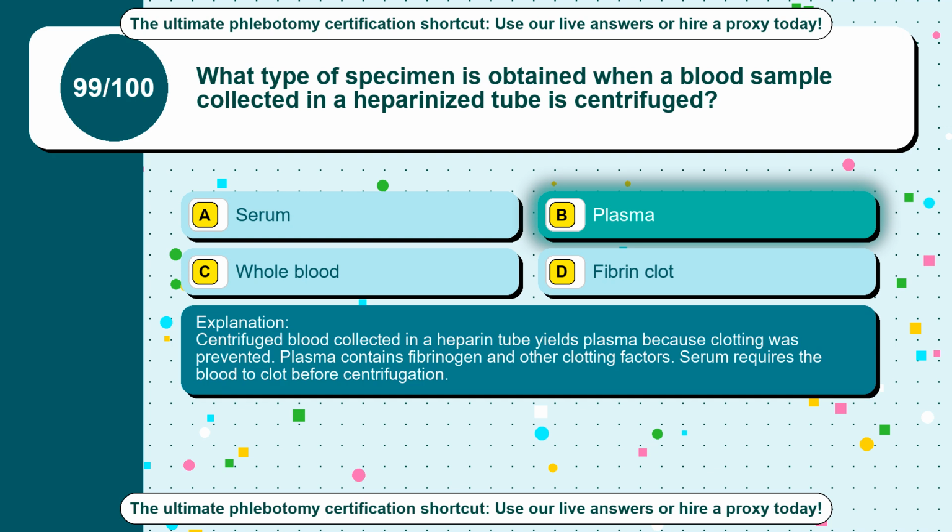Centrifuged blood collected in a heparin tube yields plasma because clotting was prevented. Plasma contains fibrinogen and other clotting factors. Serum requires the blood to clot before centrifugation.